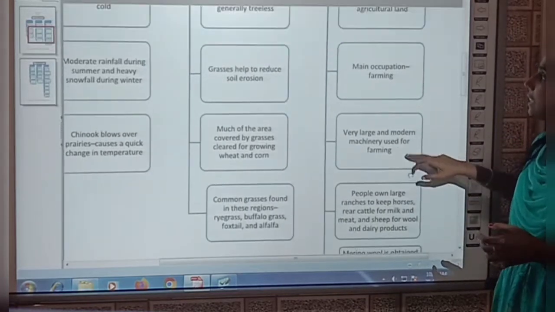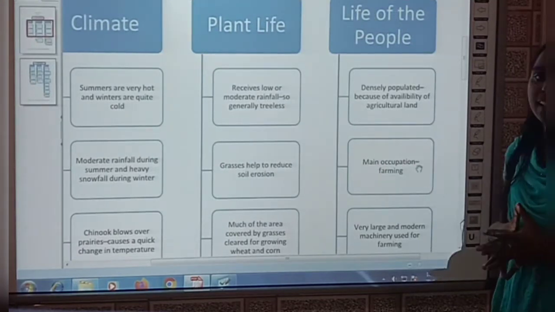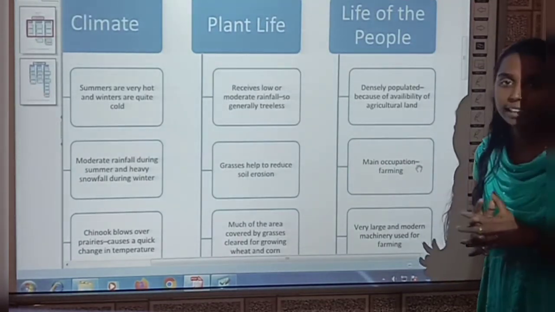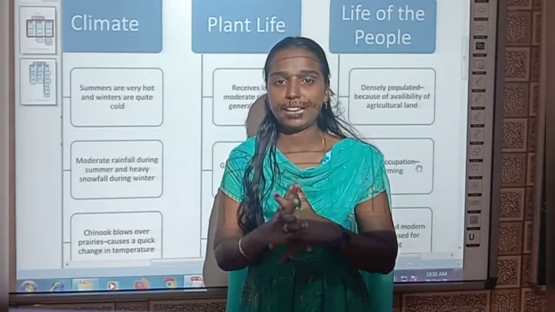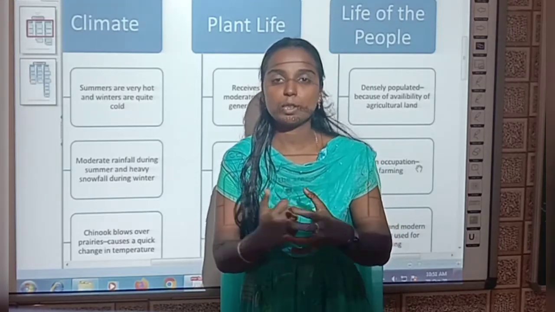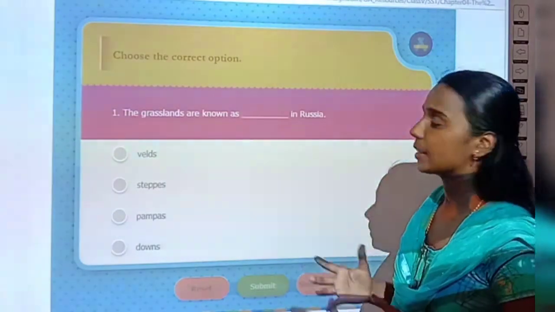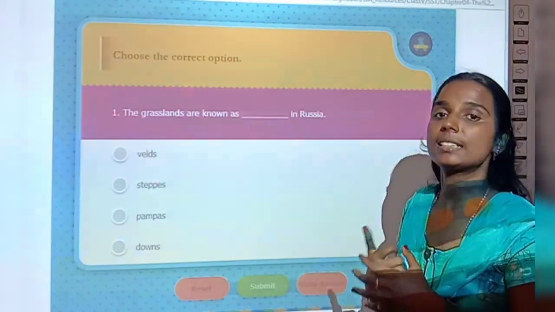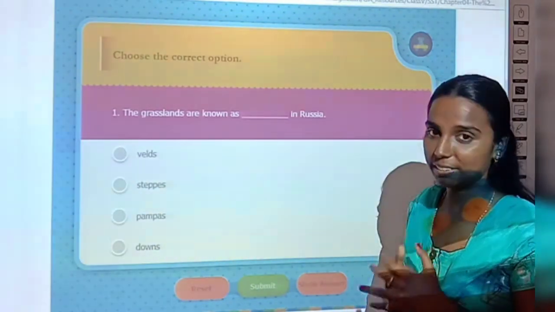Okay, so that's all about the life of the people in the temperate grasslands. So their main occupation is farming. Okay, so now I hope that you can recall all the concepts that we have learned in the temperate zone, right? So shall we have a small question and answer session now? Yes children, now I will ask you some questions regarding this temperate zone and you have to answer correctly. Okay, ready? Shall we start?